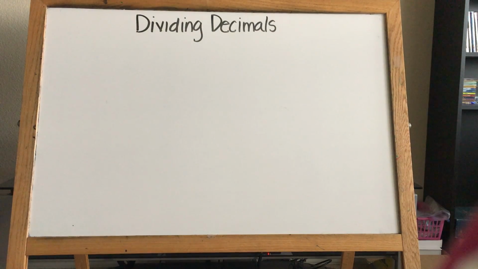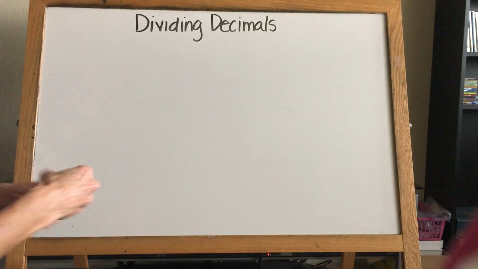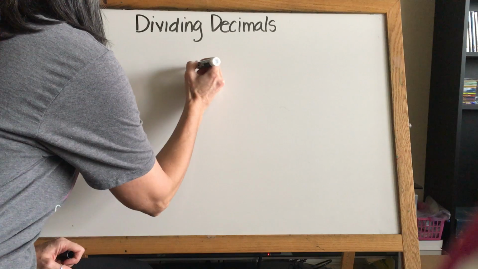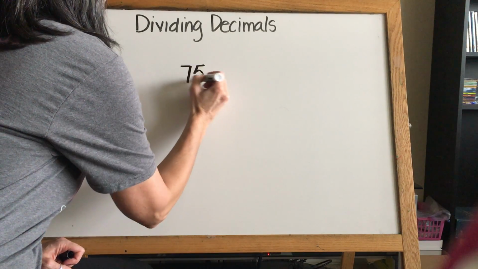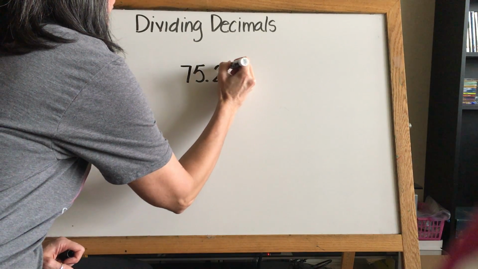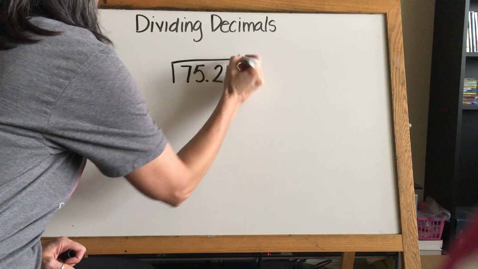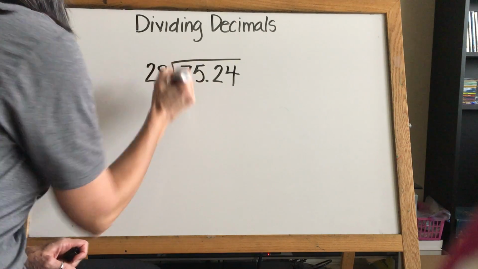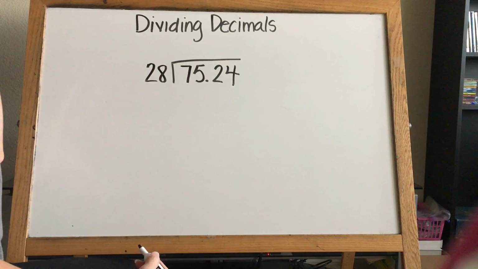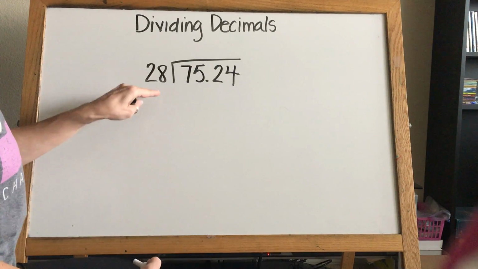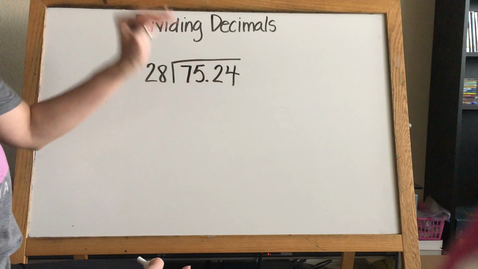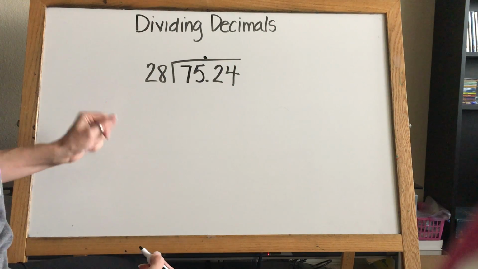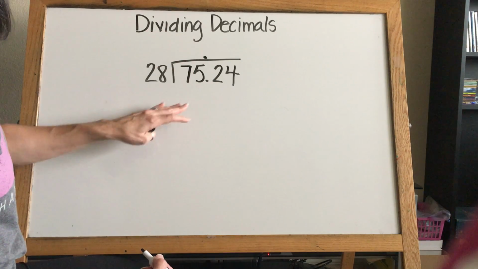Okay, so we're going to do a double digit. So let's just make it up. Let's say it's 75.24 divided by, let's say, 28. Okay, so kids, you know the first thing I'm going to ask you, what do we do first? When we see this, what do we do first? The first thing we do is we float the bobber. So we put our decimal in our answer, in the quotient up on top.